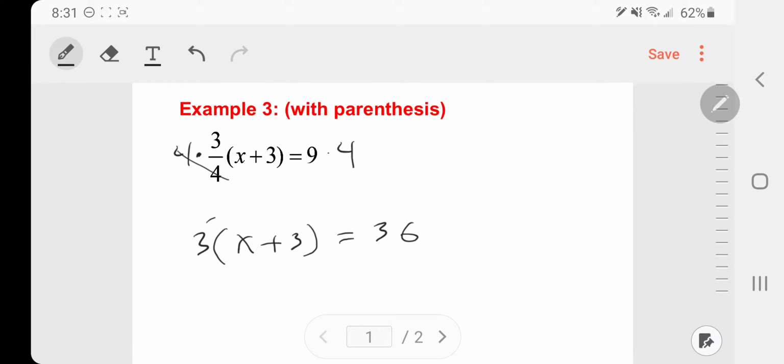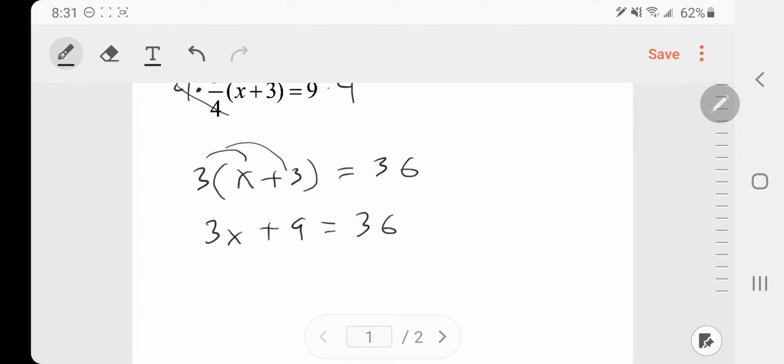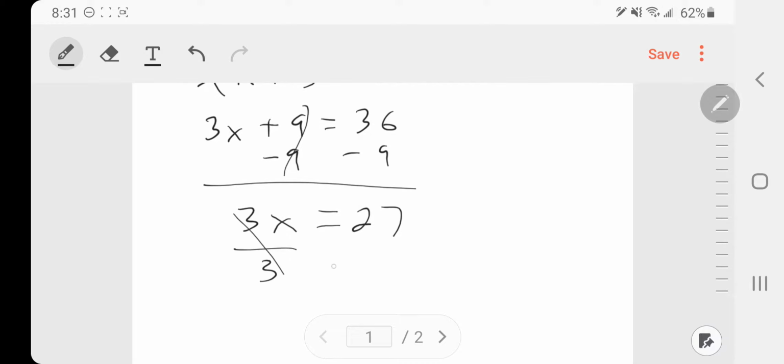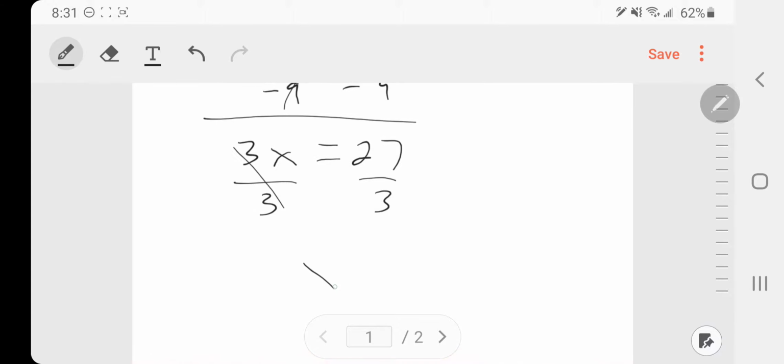Now, this is something that we can pretty easily solve. I'm going to multiply by 3, distributive property, and I get 3x plus 9 equals 36. I'm going to subtract 9 on both sides. I'll get 3x equals 27. And then I can divide by 3 on both sides, and I get x equals 9.